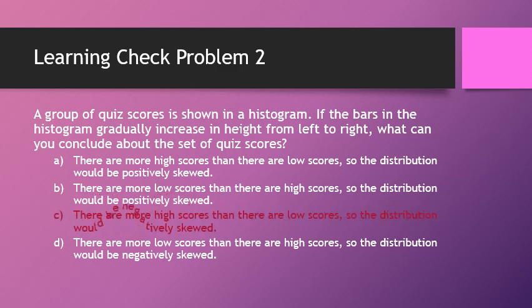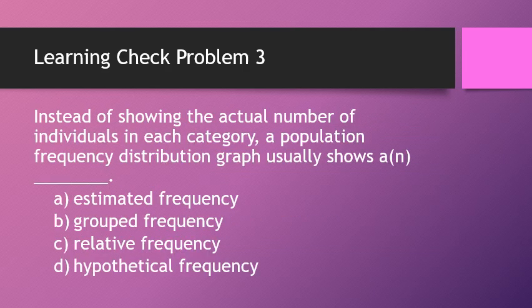So in this example, there are more high scores than there are low scores. So the distribution would be skewed, or the tail would be coming off on the low side, which would be on the left side of the number line. So it would be called negatively skewed, because the left side of the number line is more toward negative numbers, and the right side is more toward positive, higher numbers. All right, learning check 3. Pause the video.